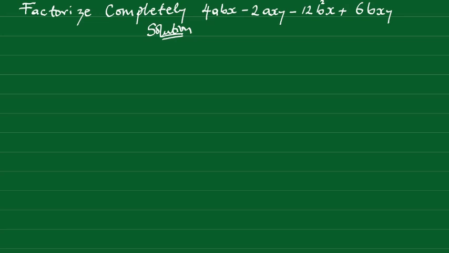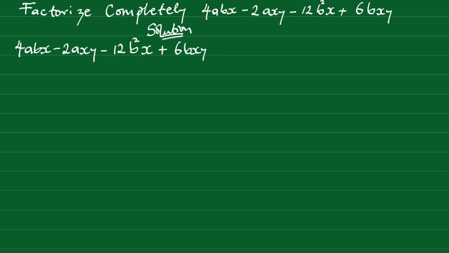Next, we copy out our expression: 4abx minus 2axy minus 12b square x plus 6bxy.